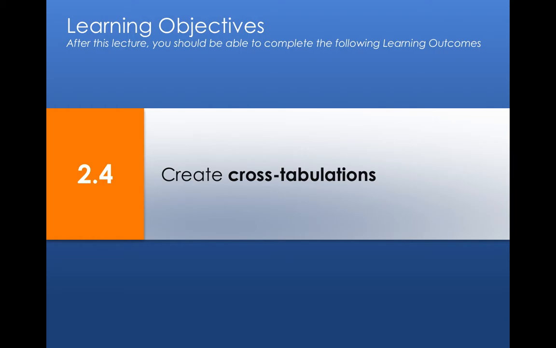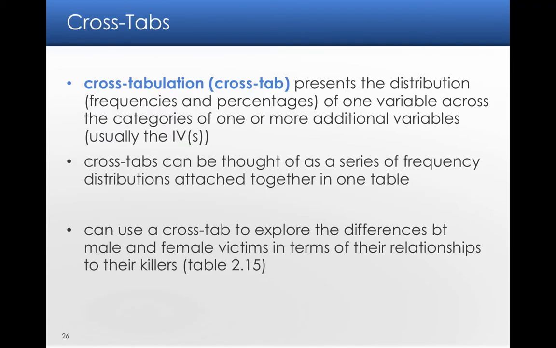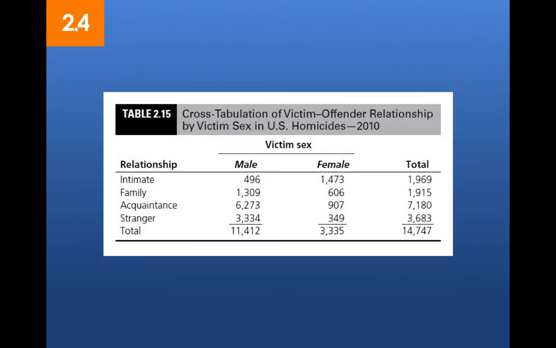Another way of organizing data is to use a crosstab. Sometimes researchers want to do more than just describe the distribution of some variable. They want to tell us why individuals fall at one end or the other. So we need to expand our tables into 2 or more dimensions. A crosstab presents the distribution, the frequencies and percentages, of one variable across the categories of one or more additional variables, usually the independent variable. Let's look at an example.